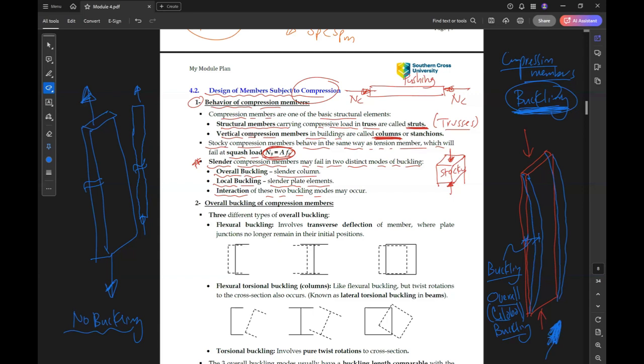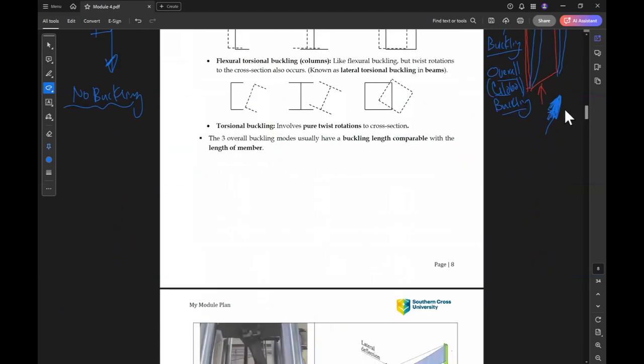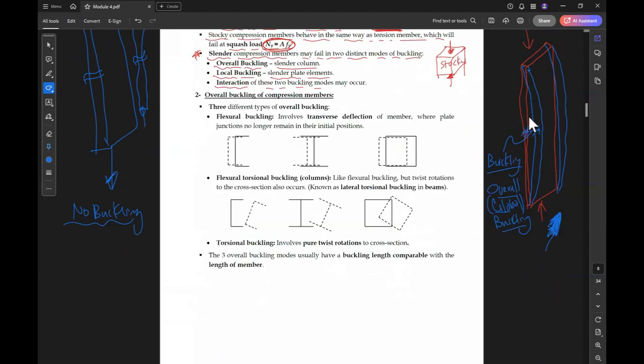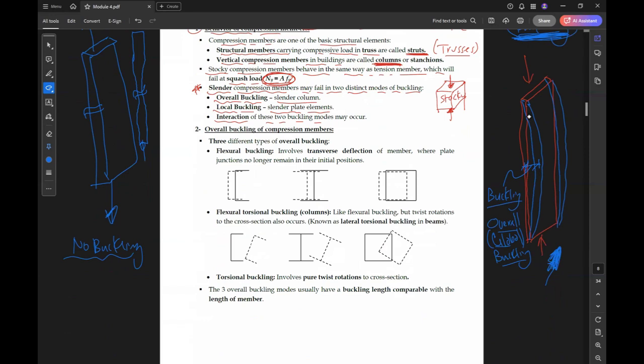Okay, so have a look at this figure here. This is the overall buckling of a compression member. We have three different types of overall buckling. We have flexural buckling, and this type involves transverse deflection of the member, where the cross-section no longer remains in its initial position. So at the middle, for example, the member has moved laterally. This is called flexural buckling.